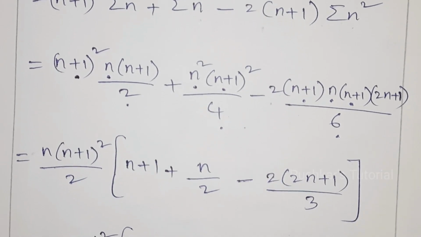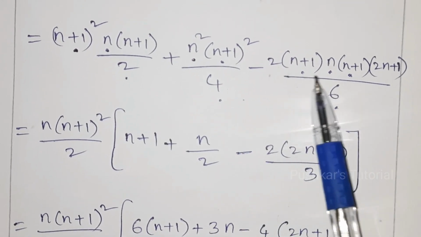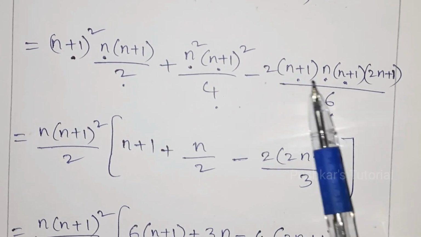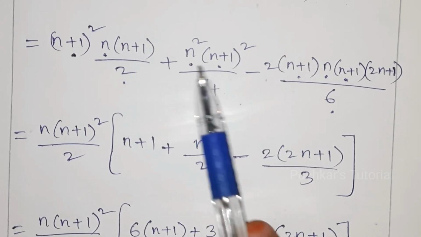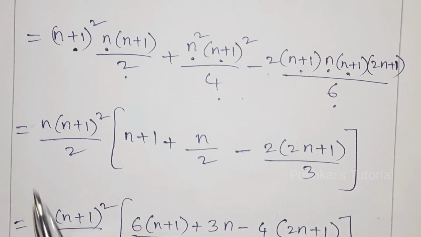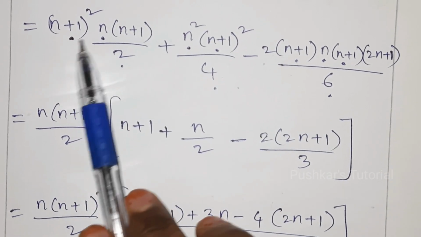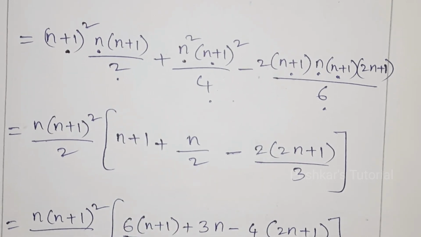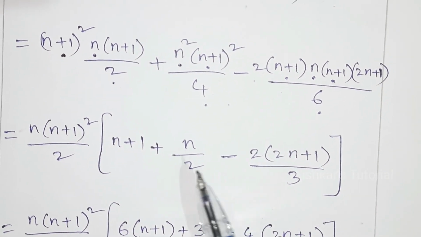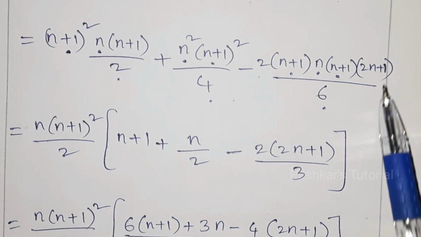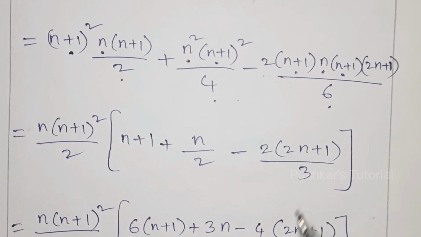So in this, what are the common terms? (n plus 1) whole square, (n plus 1) whole square, n plus 1 into here n plus 1 is there. So (n plus 1) whole square common. And one more thing, one n and here also n. So taking common (n plus 1) whole square, and denominator also 2. So what left over? Here n plus 1 left over, constant nothing. Here one more n left over, 2 left over. And here 2n plus 1 left over, and here numerator 2 is left over, denominator 3 is left over.